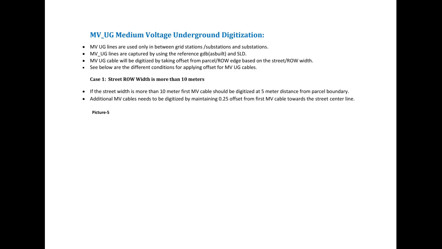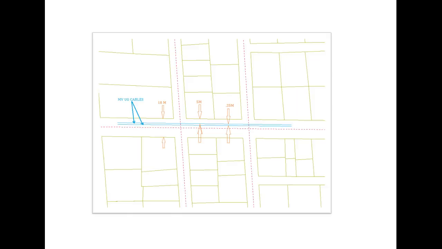Case 1, street row width is more than 10 meters. If the street width is more than 10 meters, the first MV cable should be digitized at 5 meters distance from the parcel boundary. Additional MV cables need to be digitized by maintaining a 0.25 offset from the first MV cable towards the street center line. Picture 5.